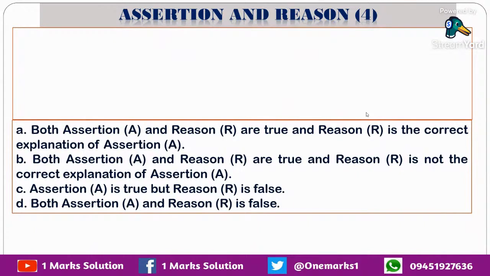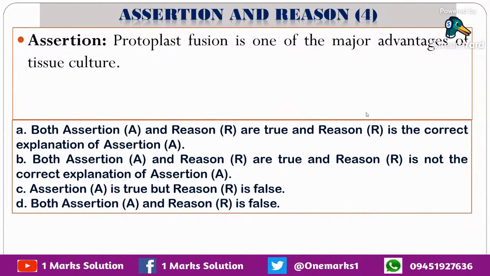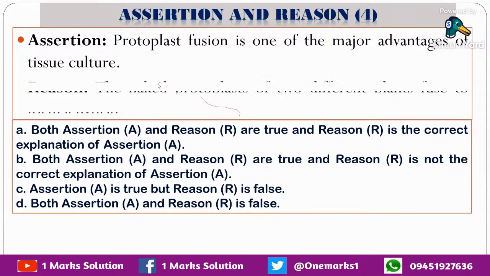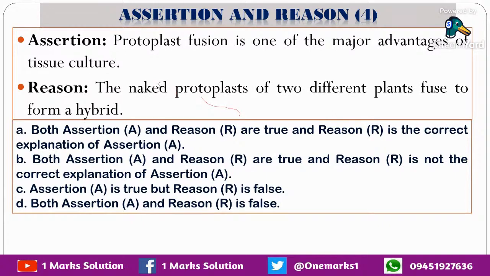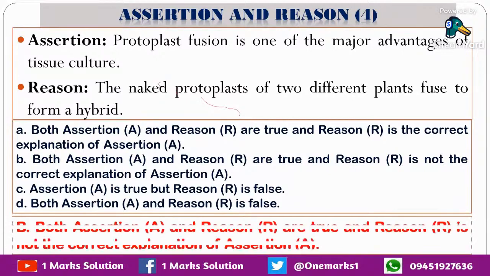Question number 4. Protoplast fusion is one of the major advantages of tissue culture. So what is protoplast fusion? Here, two different plant varieties with desirable traits can be crossed by undergoing protoplast fusion. The naked protoplasts of two different plants fuse to form a hybrid. Yes, that is what is happening.